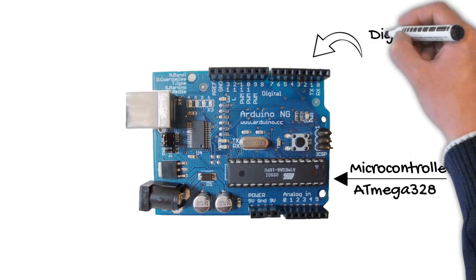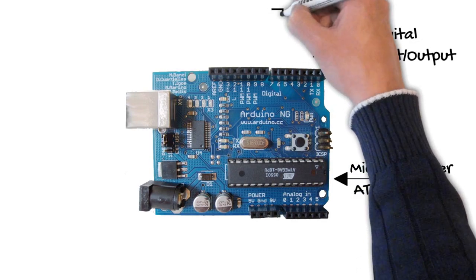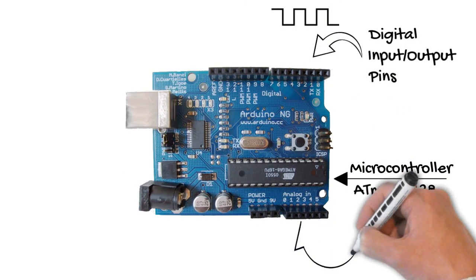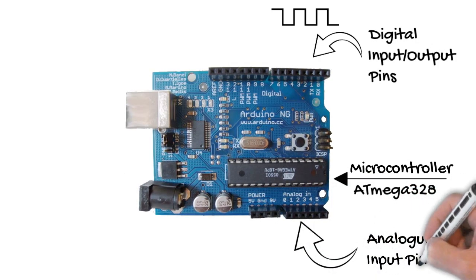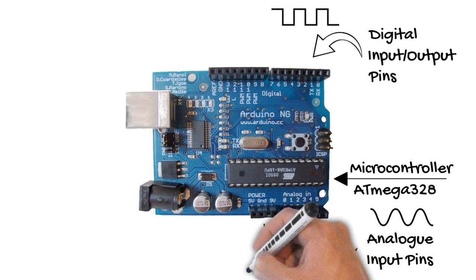On the top right, you see the digital input output, or IO, pins for short. The reason it's called digital is because it's able to get information or give out information in terms of 1, that is 5 volts, or 0, that is 0 volts. On the bottom right, there are analog input pins. They're able to get information from sensors, which varies from 0 to 5 volts in a sinusoidal manner.